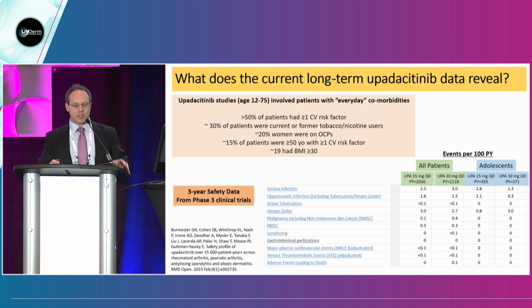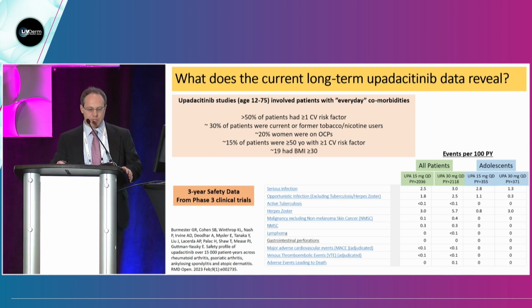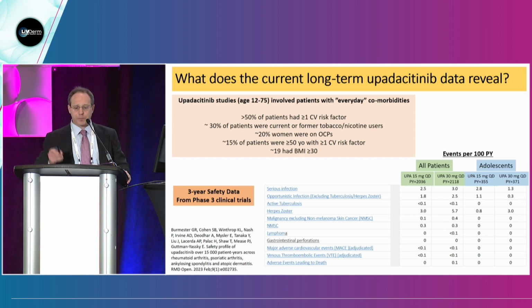And so this is 3-year safety data from the phase 3 clinical trials. You can find this on the AbbVie website. And what we see at the bottom is a recently published scientific article about the safety of JAK inhibitors across 15,000 patient years. On the right, what we're seeing here are events per 100 patient years. You have in green the all patients for 2 doses of upadacitinib, and on the right in blue, adolescents. And you can see all these different side effects listed on the left and the adverse event rates.